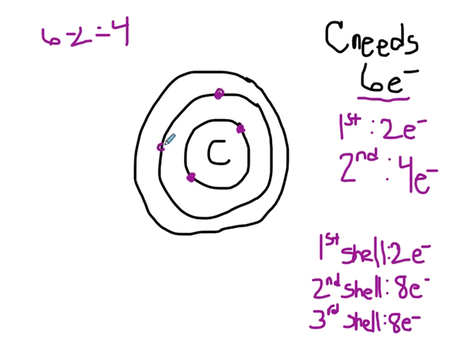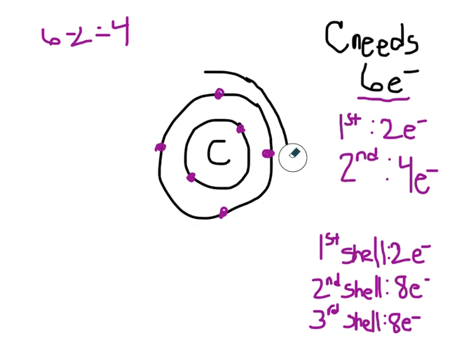1, 2, 3, 4. And since I used all my electrons, I have 1, 2, 3, 4, 5, 6. My first shell is full and happy. My second shell is only half full, but that's okay because I used them all. I don't actually need the third shell this time, so I'm going to erase it. And then I have a complete model of a carbon atom.